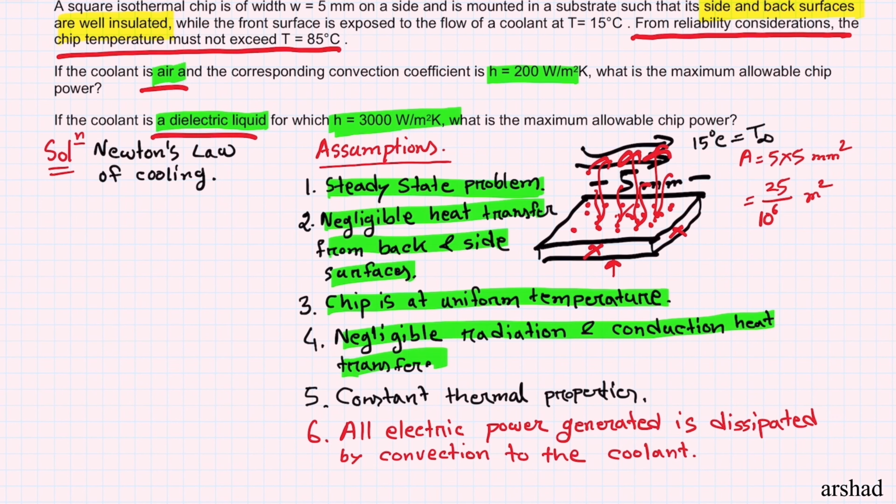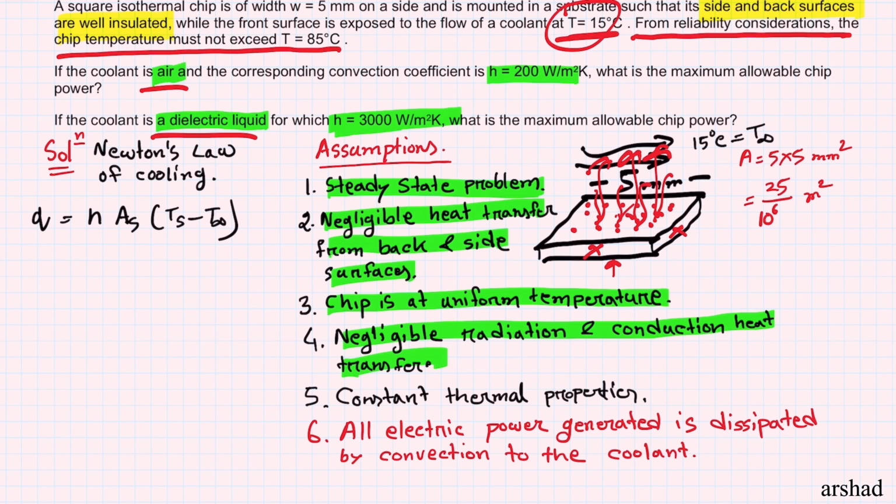So for air we can write Q equals h, the surface area, times the surface temperature minus T infinity. The question gave us the bulk fluid temperature, which is the coolant temperature, to be 15 degrees Celsius. It's marked here, but it does not specifically give us a surface temperature. All it says is that the chip temperature must not exceed 85. So this means that at any location the chip must operate below 85, and we should design the chip for the worst case when it has reached 85.